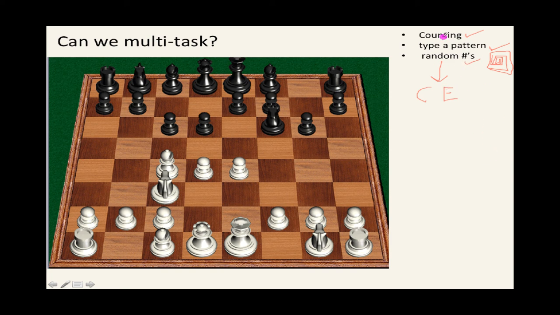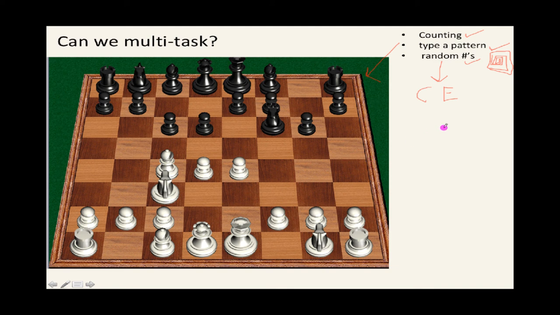And so with this experiment, we can see how each of these different activities might interfere with remembering the chessboard. And here are the results. The counting group had no trouble. They were able to do this just fine. The pattern group did not do well. They had a hard time remembering both the pattern and the layout of the pieces on the chessboard. Likewise, the random number group had a hard time generating random numbers at the same time that they were trying to remember this.